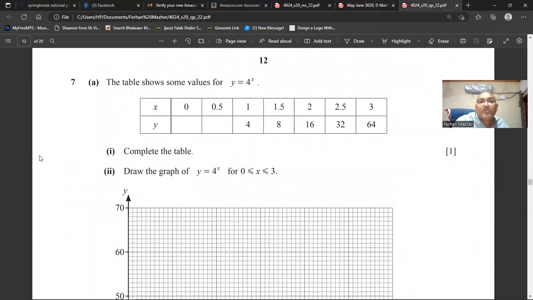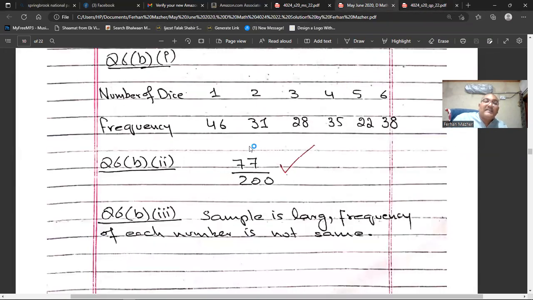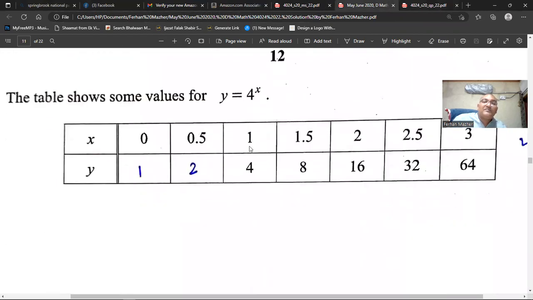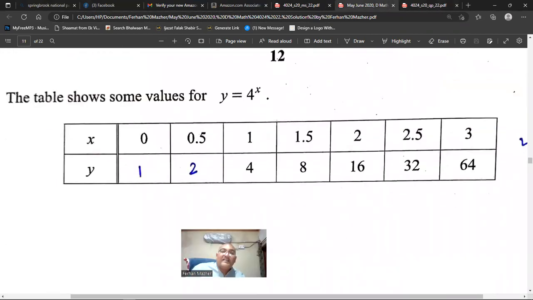The next question coming up on your screen is question number 7. A part: he says the table shows some values for y equals 4 raised to the power x. Some of the values are already filled in this table and some values I have to fill. In your calculator, you will write 4 raised to the power 0 equals, and you get this value. Then 4 raised to the power 0.5 equals, and you get this value. So we have to complete this table. When you enter these values, these are the two numbers you will get.